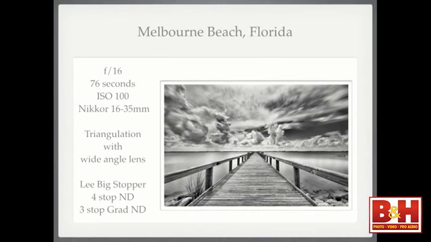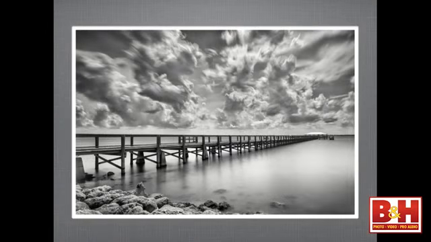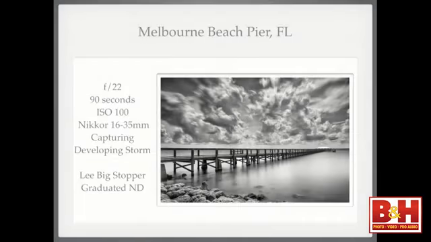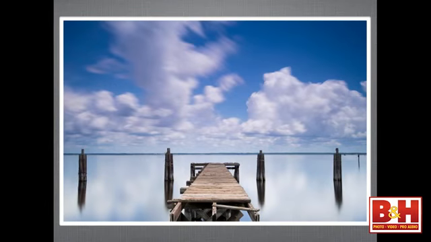About 76 seconds, 16 to 35 millimeter lens, and this triangulation effect is something you can easily achieve with a 16 to 35. You have that disappearing perspective, that vanishing point, which is really pretty cool. So once I shot that way, I'm looking for an alternative shot. So I simply positioned myself to the side and got a different look at that same particular area. It's F-22, 90 seconds of this developing storm. So if you come to Florida in August, I can guarantee you'll get some very active storms in the heat.